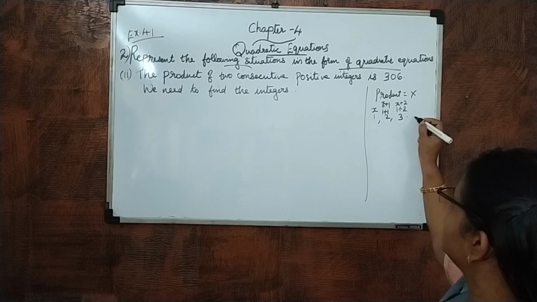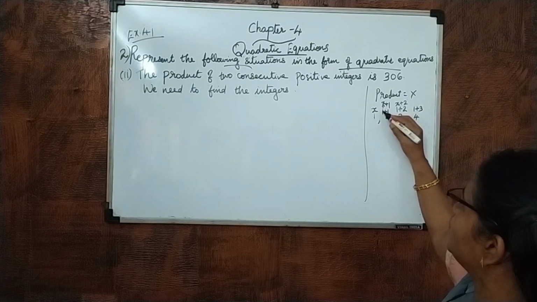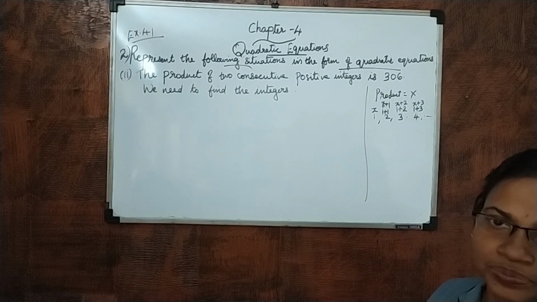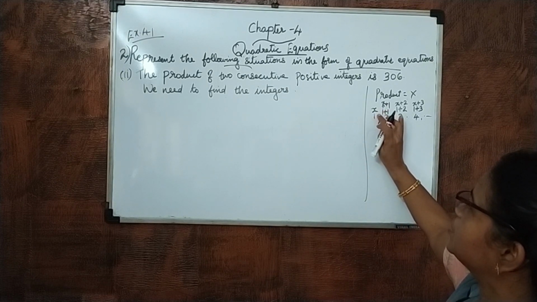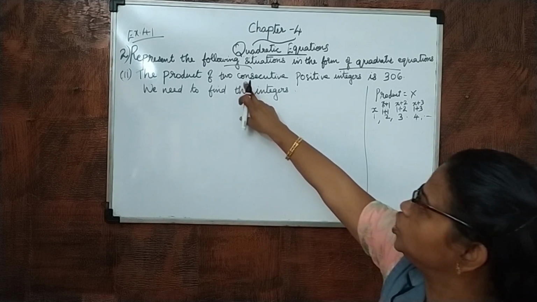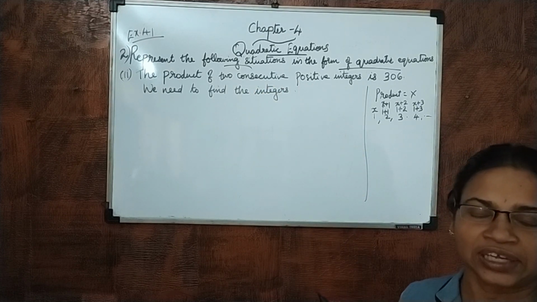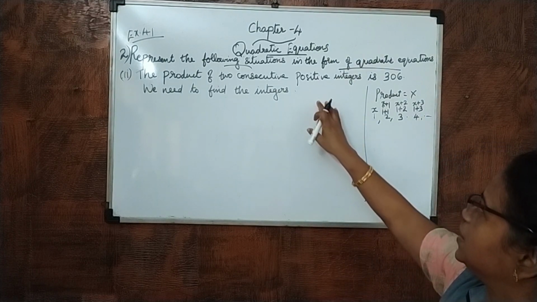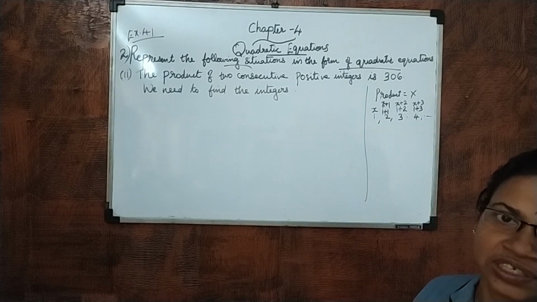What is the next number then? It is 4. It is 1 plus 3. That means 1 we take as x, so it is x plus 3. It goes on. Clear? So the first two consecutive numbers are x and x plus 1. So it is two consecutive positive integers. They did not tell about even or odd. They told that it is only consecutive positive integers.